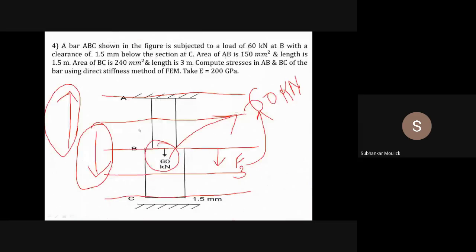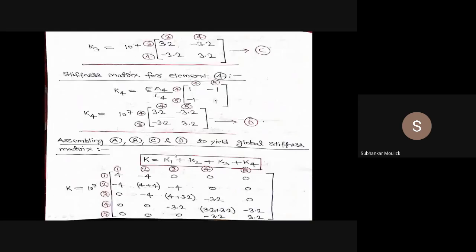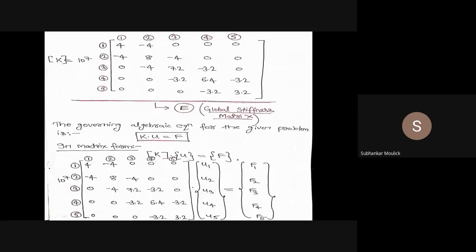Okay. So in the next step, I will evaluate, I will substitute u1 as 0, I will substitute u5 by 1.5 mm, and I will substitute F3 by 60 kilonewton. Okay, so let us substitute.